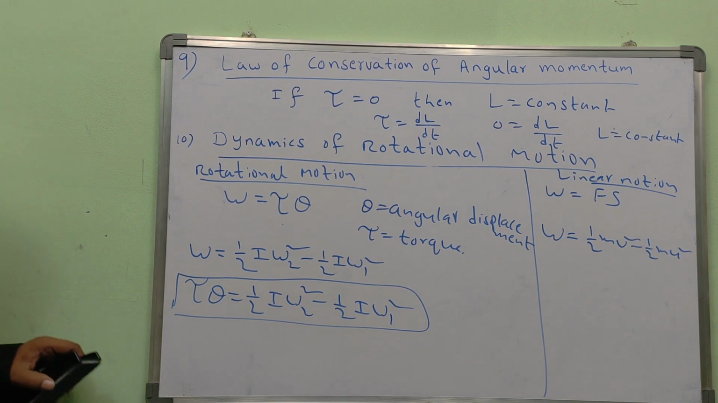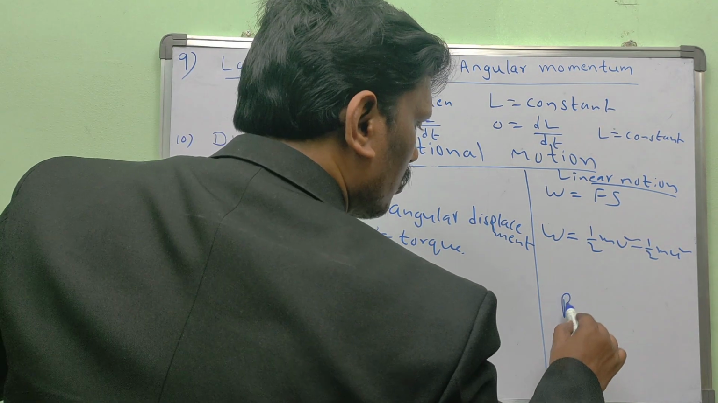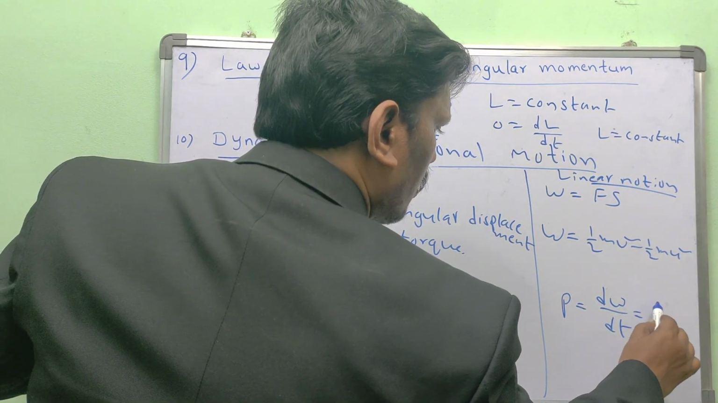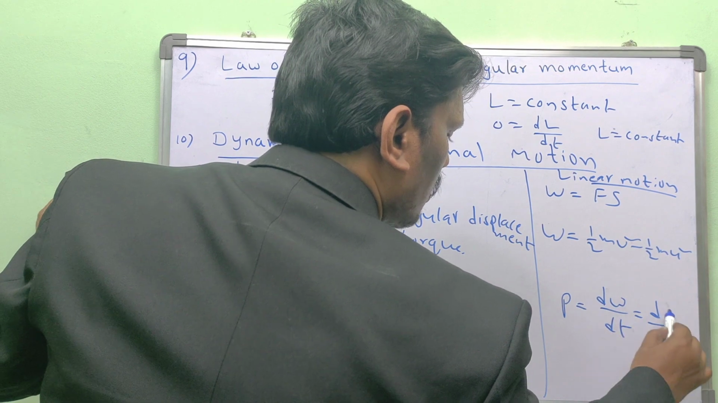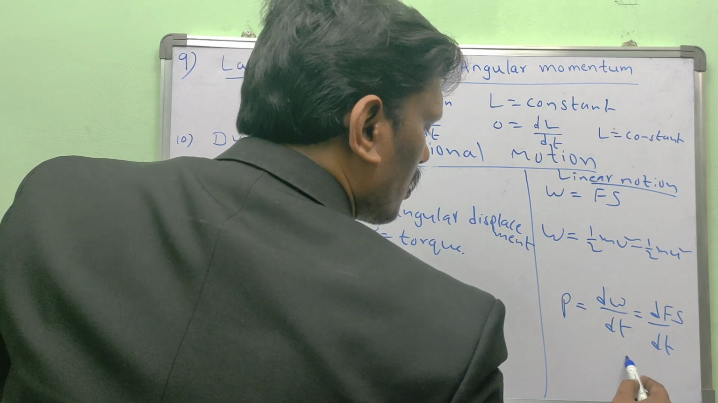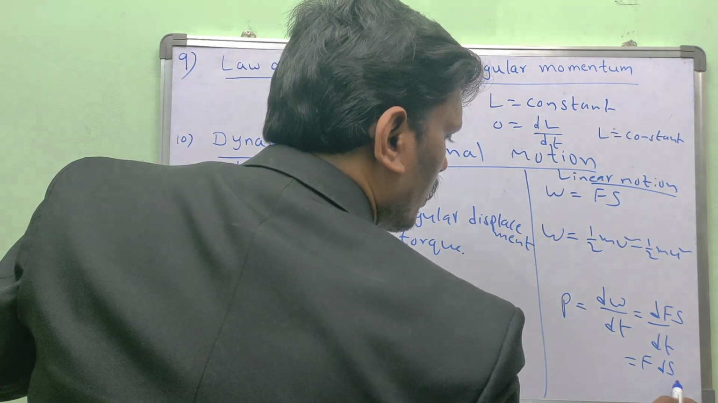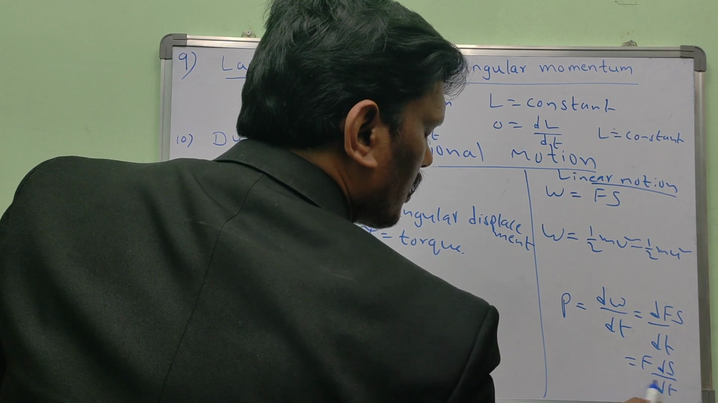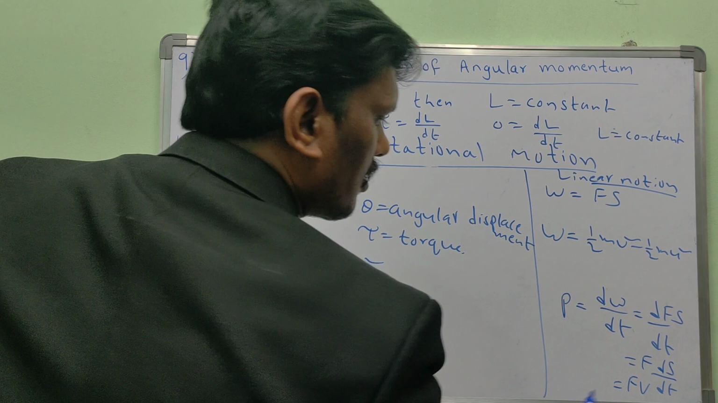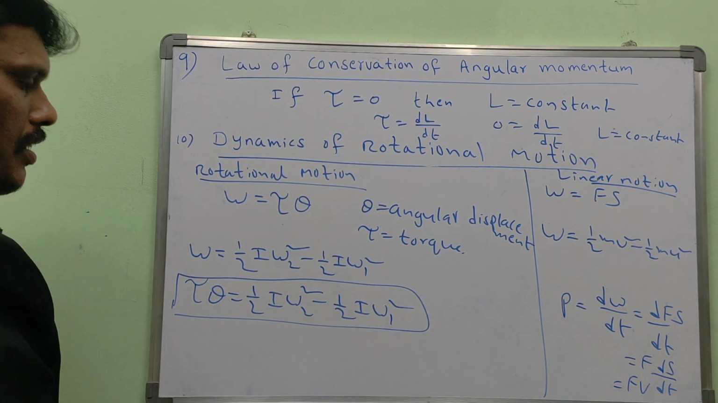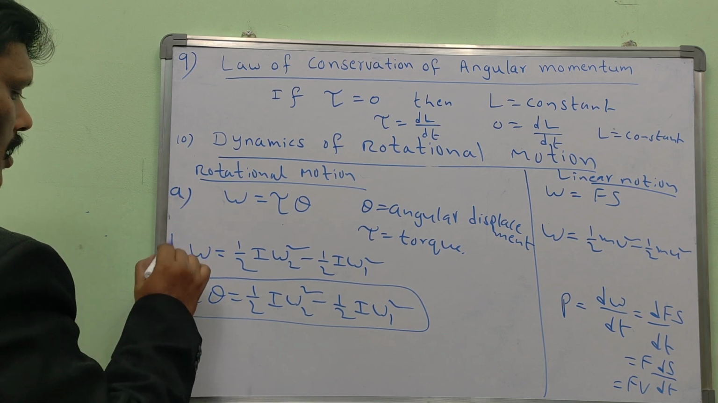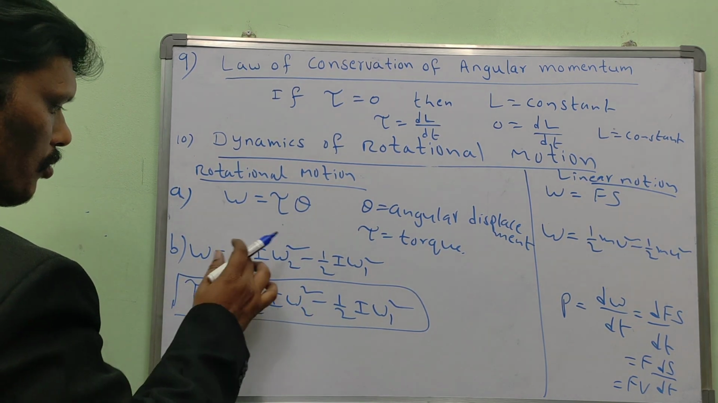Here power is equal to work by time, of course. Power is d by dt of work done, force into displacement. Suppose F is constant force, then we write F into ds by dt, the derivative of displacement, which we call velocity. That is the power in linear motion. This is formula A, this is formula B, both are equivalent only.